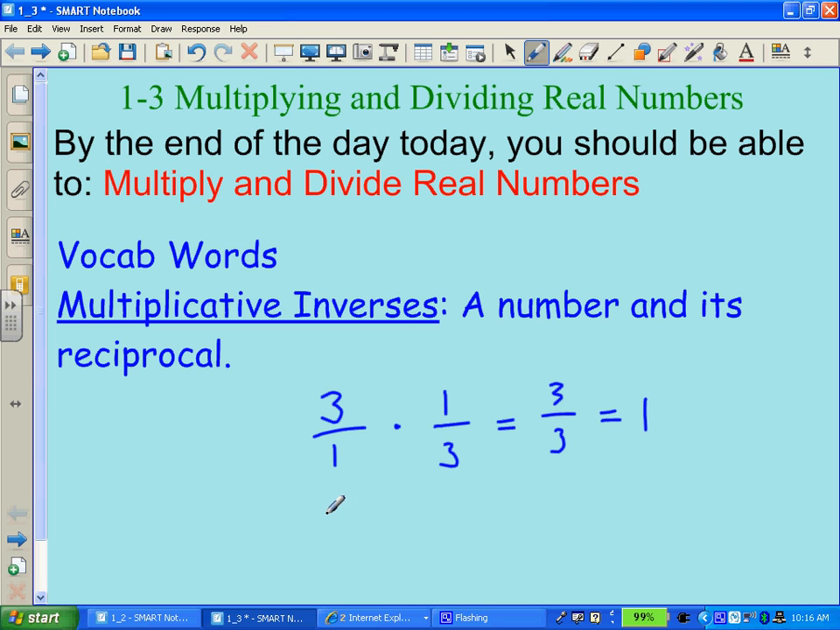So for example, again, let's say I had the fraction 2/9. Its reciprocal would be 9 over 2. And again, if I multiply those together, you get 18 over 18, which again is 1. So multiplicative inverses are just a number flipped over essentially, and when you multiply two inverses together, you'll always get an answer of 1.